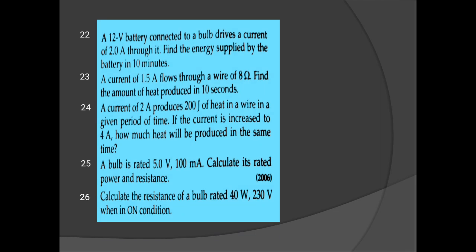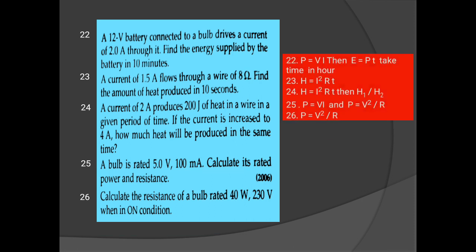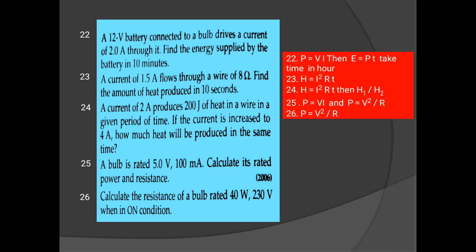In question number 22, a 12 volt battery is connected to a bulb and drives a current of 2 ampere through it. Find the energy supplied by the battery in 10 minutes. Use P equal to VI, then use E equal to power into time. Take time in hour.